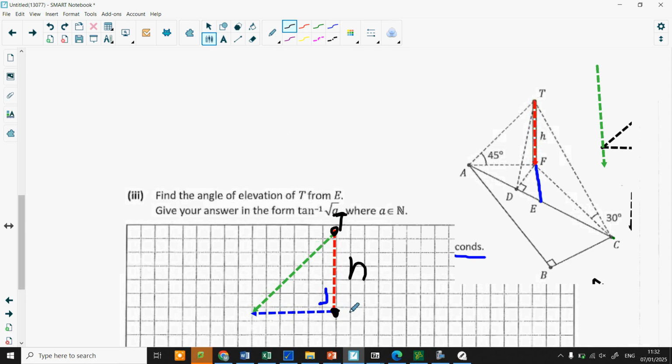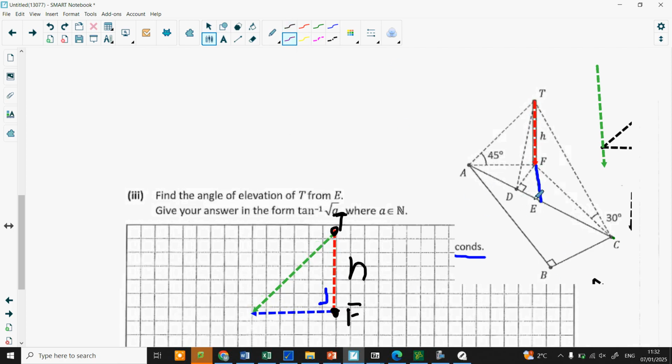We know TF to be H, don't we? Do we know anything about T to D? Nothing. Do we know anything about F to E? Nothing, right? Okay. We're going to have to fix that. So how are we going to fix that? We need one of the other 2 sides. Otherwise, we can't do anything. You get that? All right. So how are we going to fix that situation?